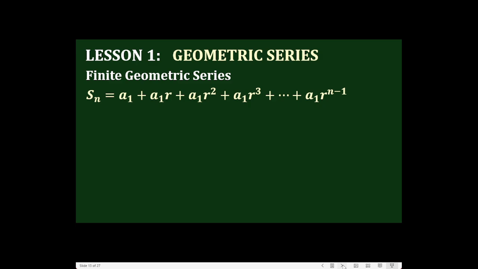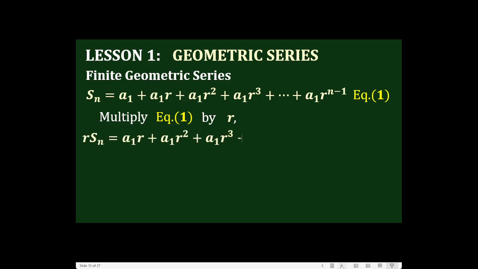Now from this equation, let us label this as equation number 1. And from this equation, we're going to multiply this by the common ratio r. The resulting equation would be what? r S sub n equals a sub 1r plus a sub 1r squared plus a sub 1r cubed plus a sub 1r to the fourth, and so on up to plus a sub 1r to the n. And this equation is labeled as number 2.